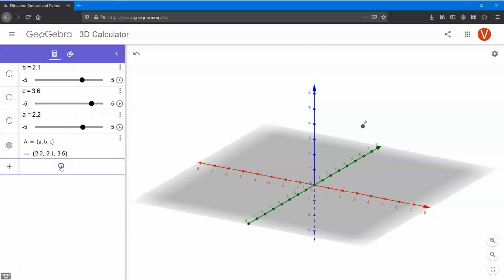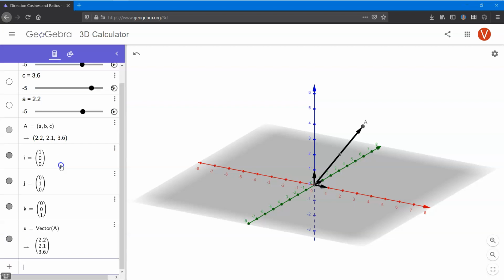Now let's define the unit vectors. I is equal to 1, 0, 0. J is equal to 0, 1, 0. K is equal to 0, 0, 1. Now let's actually create that vector A. So we have the unit vectors, we have the vector A.